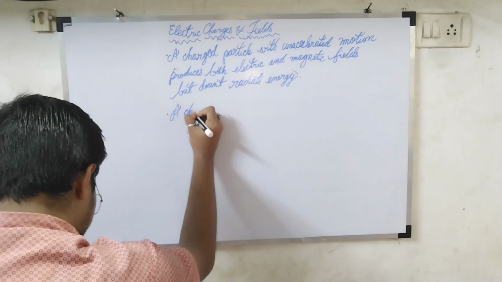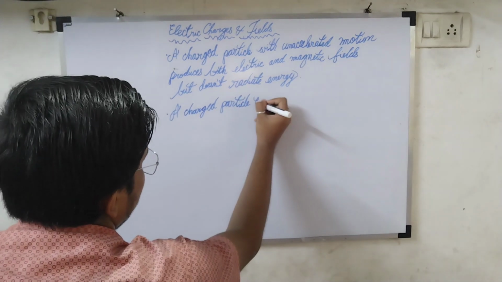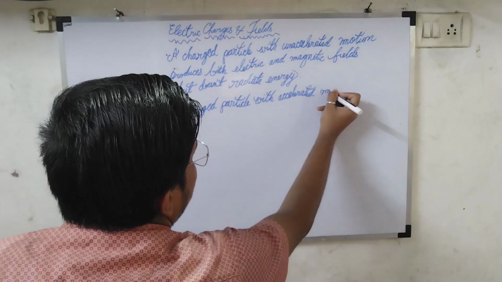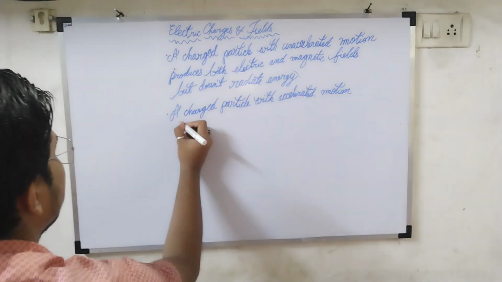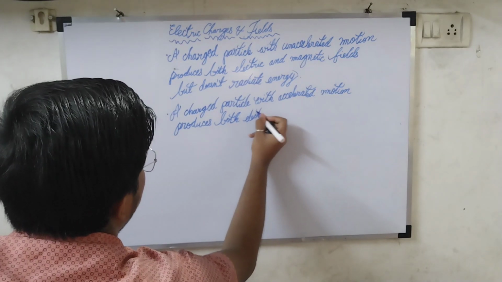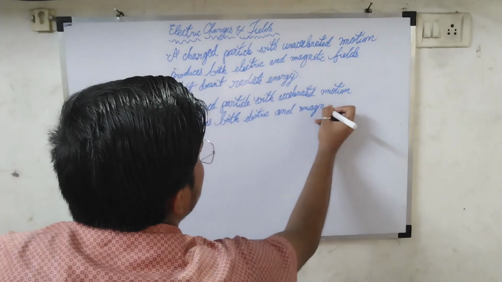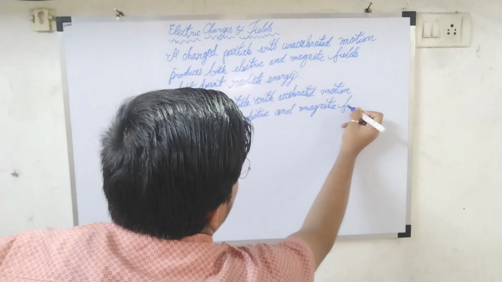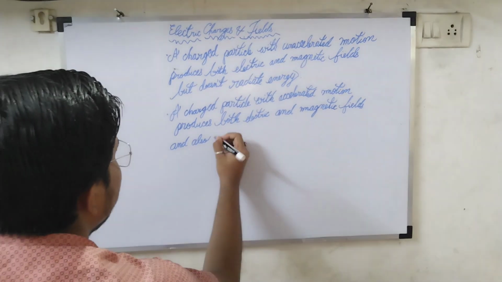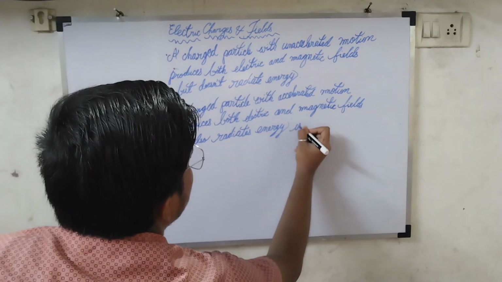So we can write it down over here. An accelerated charged particle, or a charged particle with accelerated motion, produces both electric and magnetic fields and also radiates energy in the form of electromagnetic waves.